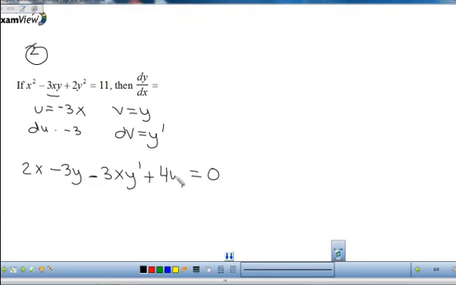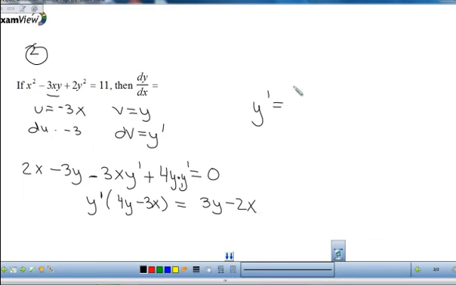Okay, we're going to have 4y times the derivative of y. So we're going to factor out y prime, and we get 4y minus 3x. We're going to subtract 2x and add 3y, and then we're going to divide. So y prime is 3y minus 2x divided by 4y minus 3x.